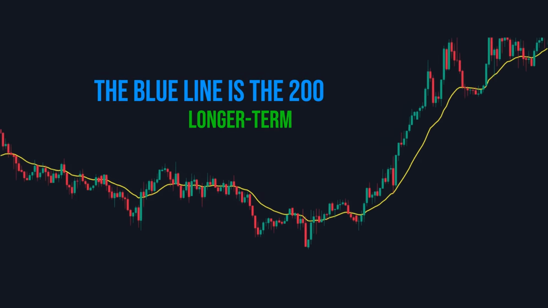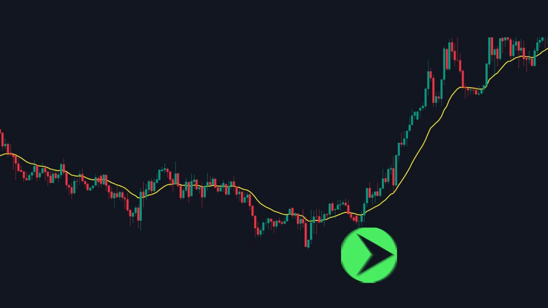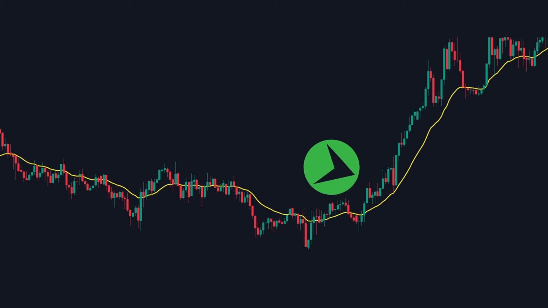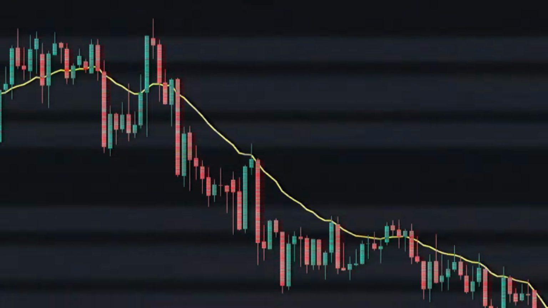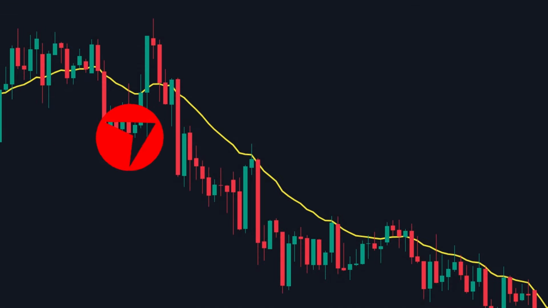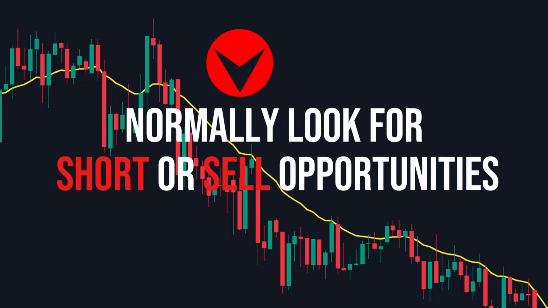Now let's put the 200 MA aside for a second and just focus on the 20 MA. During these parts of the chart, the price is clearly staying above the 20 MA, which tells us we're in a short-term uptrend. That's usually a green light to look for buy setups. But then we also see times where the price dips below the 20 MA. That would suggest a short-term downtrend, and in those moments, we'd normally look for short or sell opportunities.